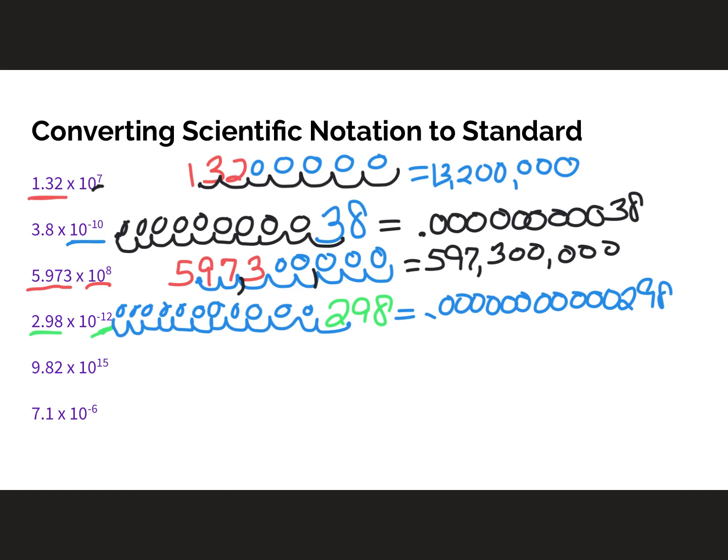Again, the big thing to keep in mind is when I have negative exponents, it's going to be a very, very small number. When I have positive exponents, it's going to be big. So this one's going to be a big number. Very, very big.